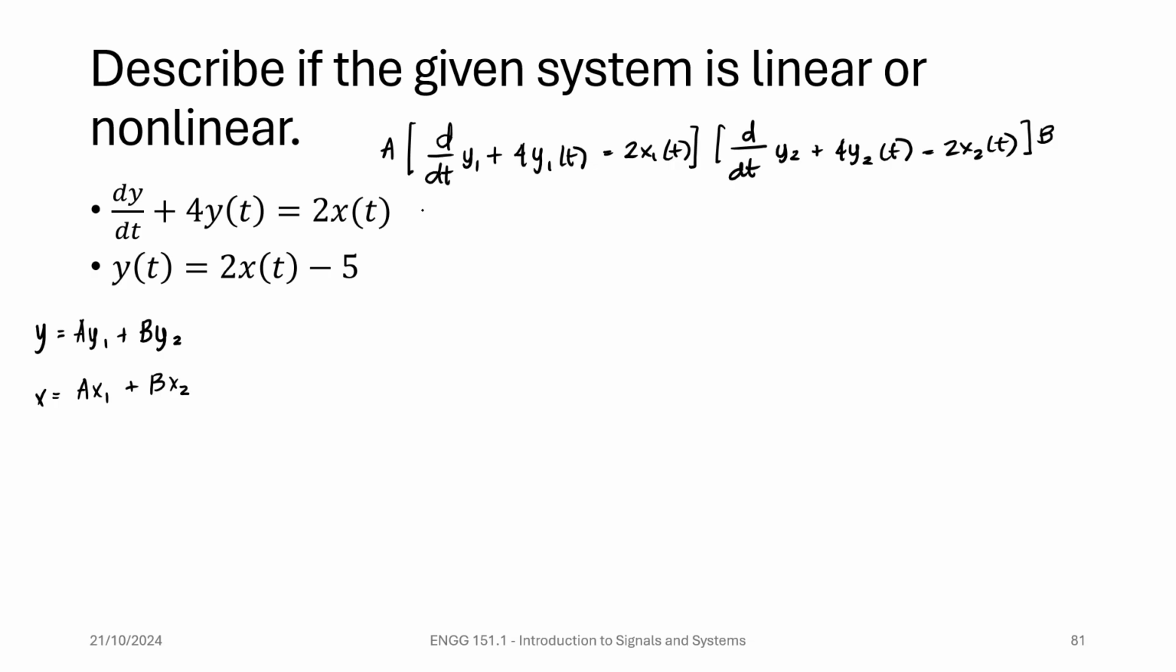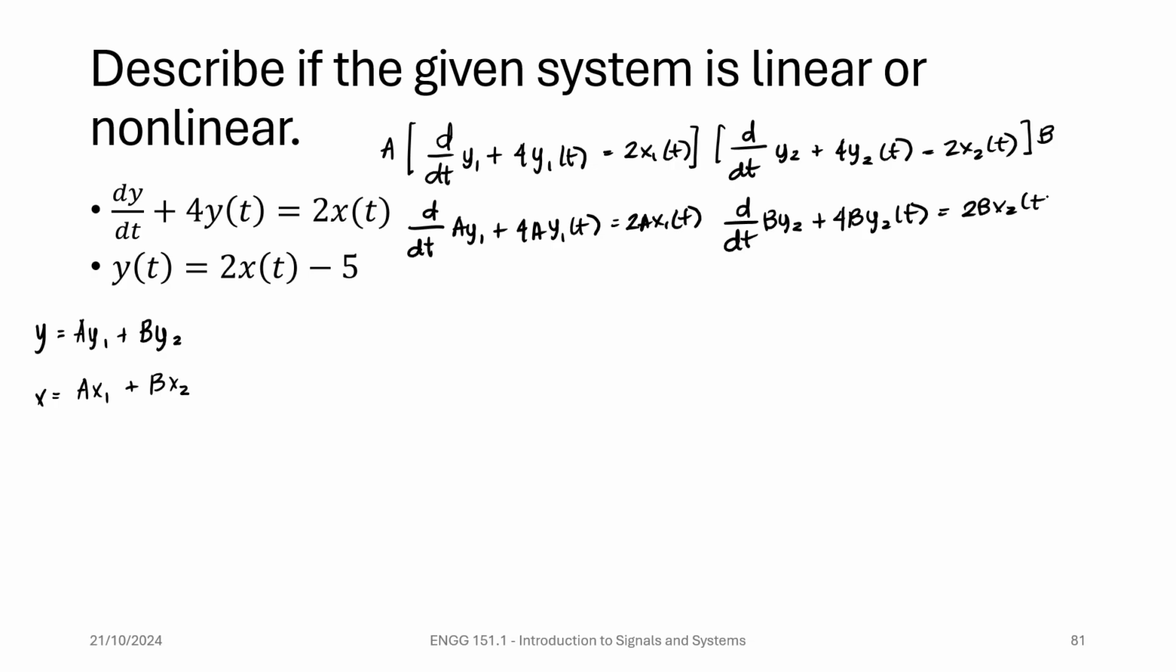So we have here d over dt. Since constant yan, pwede natin ipasok sa loob. Plus 4ay1 of t is equal to 2ax1 of t. Now, for this, we have b, plus 4by2 of t is equal to 2bx2 of t. So yan yung multiply, yung na-distribute na natin yung ating constants. Now, let's add both equations.